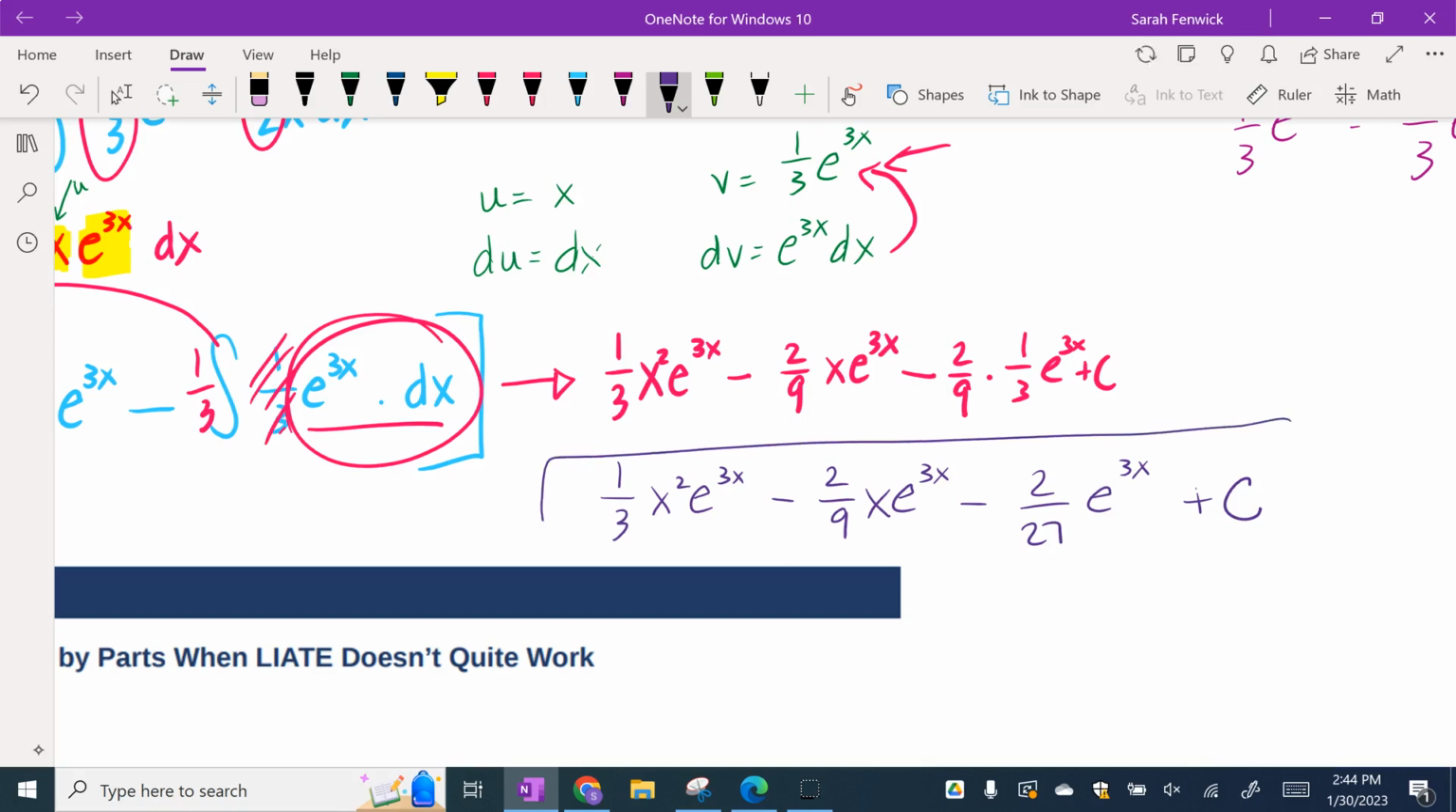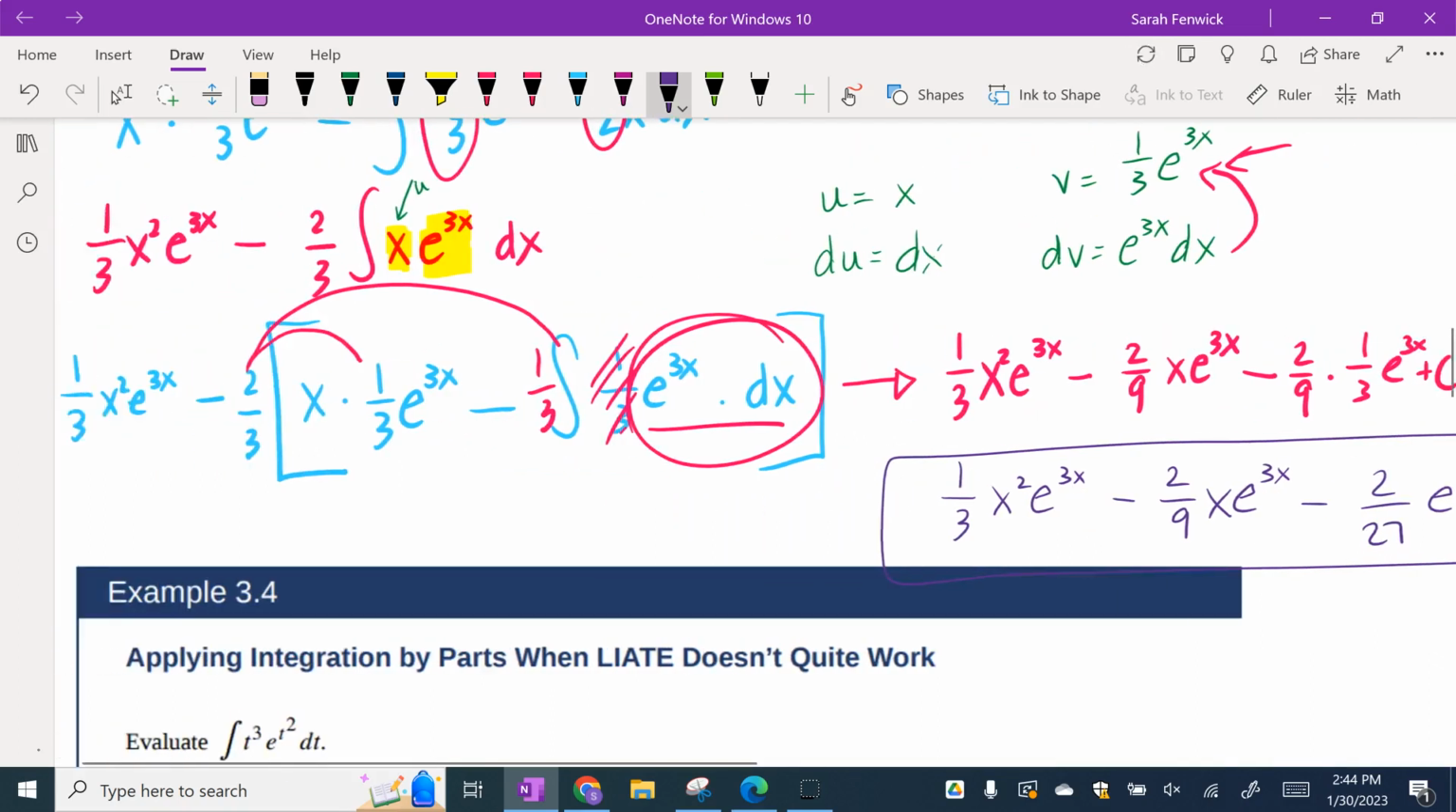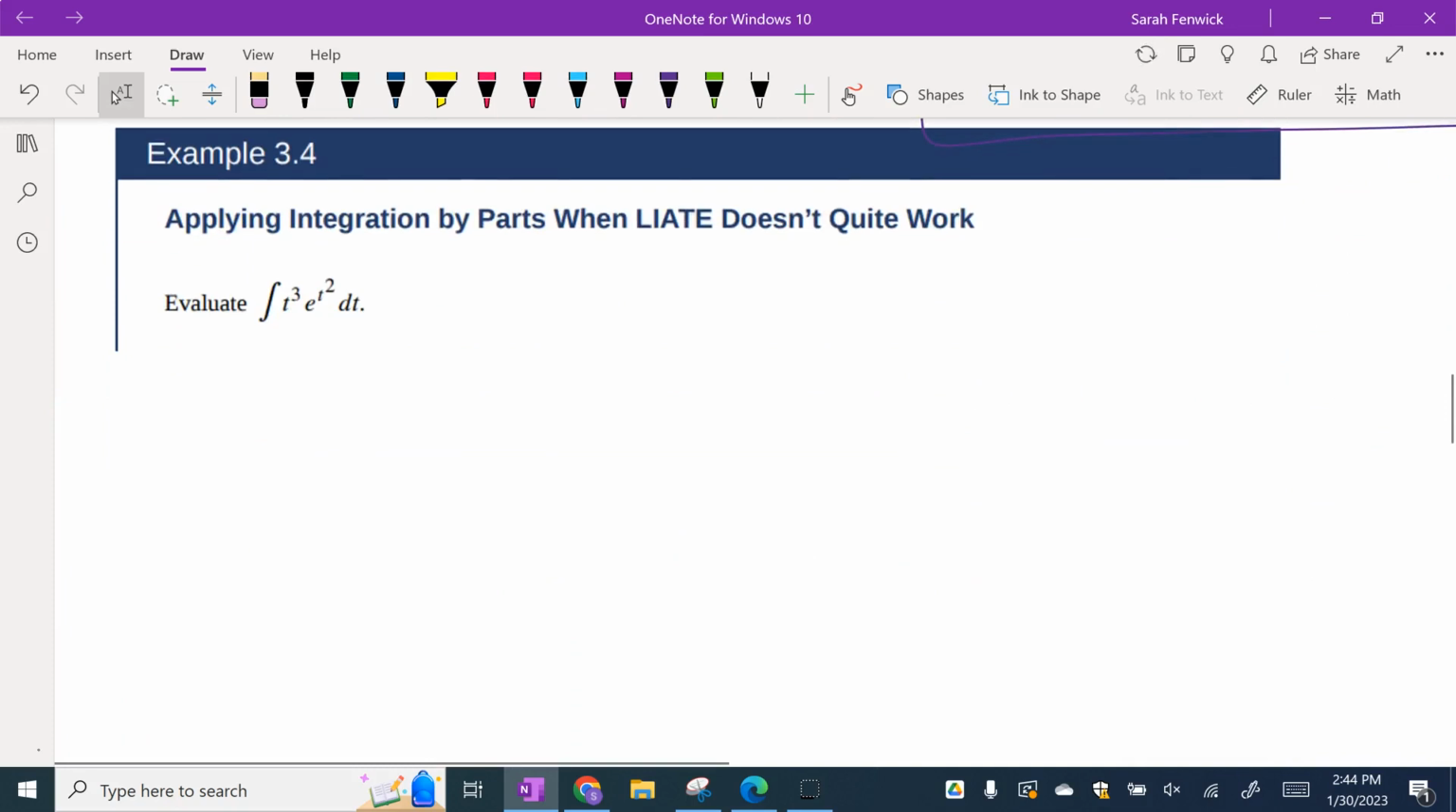All right. Keep in mind that even though there are a lot of parts to this, none of the parts are especially hard. It's just a lot going on. All right, talk about the next one. Integration by parts when our LIATE, however you want to say it, does not quite work.